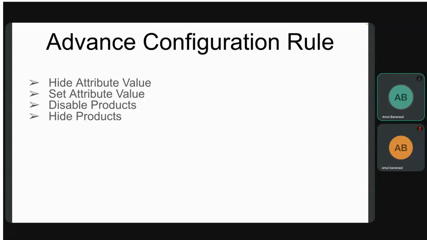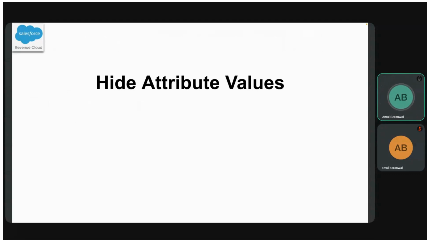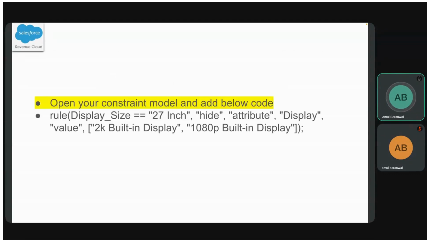In order to proceed further, I would like to discuss a couple of use case scenarios. I already have the Laptop Pro bundle. In that Laptop Pro bundle, I have a laptop as a component. In that laptop component, I have configuration attributes: display size as a pick list value. If the display size is selected as 27 inch, we are going to hide these two attributes, the 2K built-in display and the 1080 built-in display, for the display attribute value.